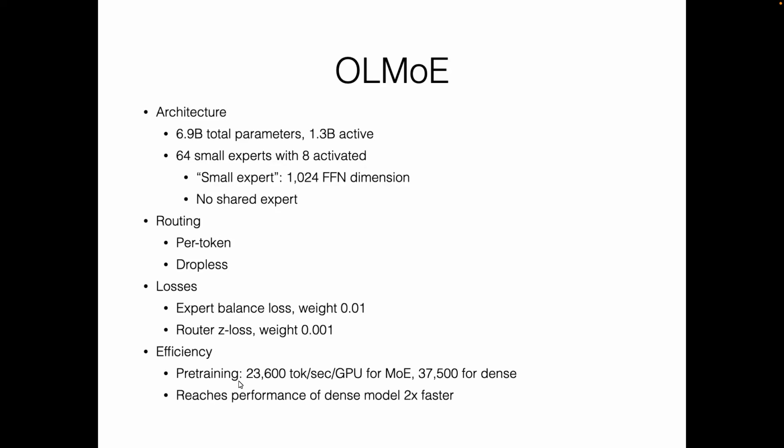If you look at the tokens per second per GPU, it's going to be, in their case, a bit slower than the dense model because of the different systems considerations. But since the model is getting better so much faster, you end up reaching the performance of the dense model 2 times faster.